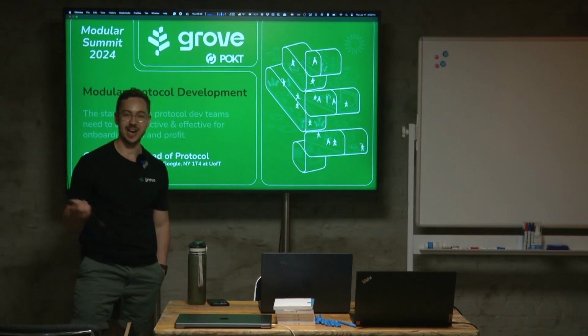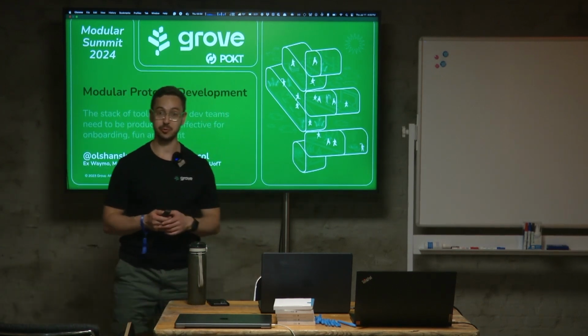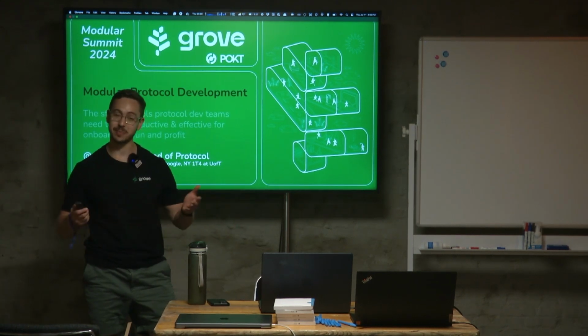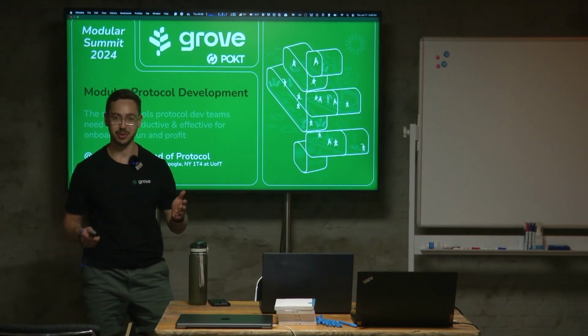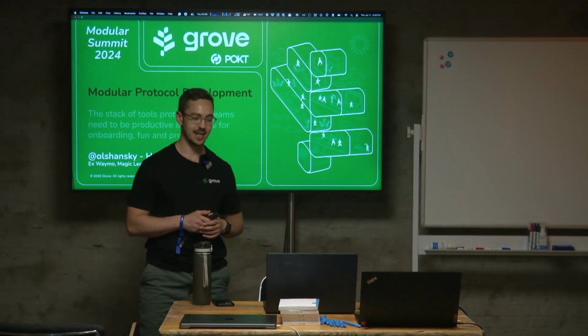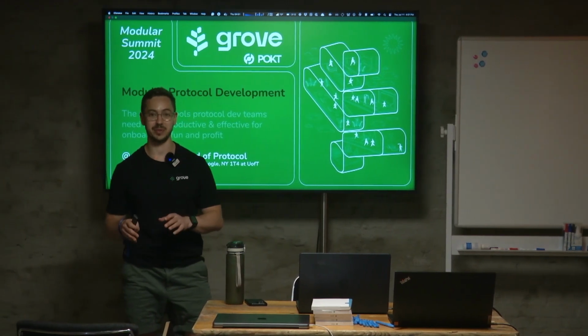I'm Olshansky, the head of protocol at Grove. We're the company that houses the R&D team for Pocket Network, a decentralized RPC protocol that's been around for a little while now. I'll go into details of what we do, and what I'm going to be talking about today is modular protocol development.